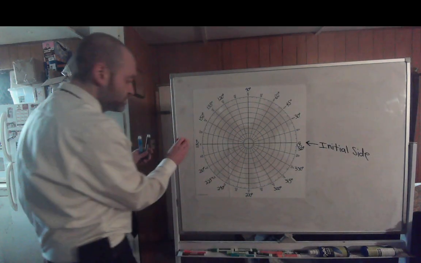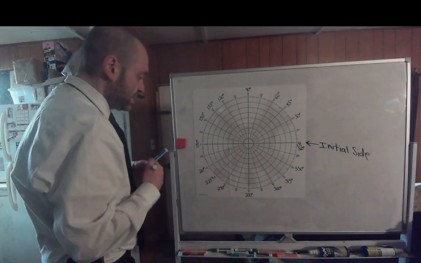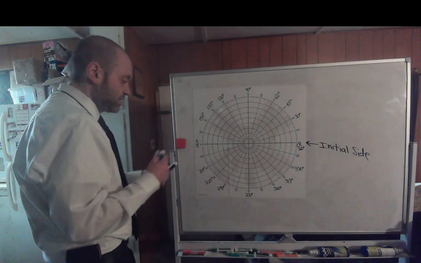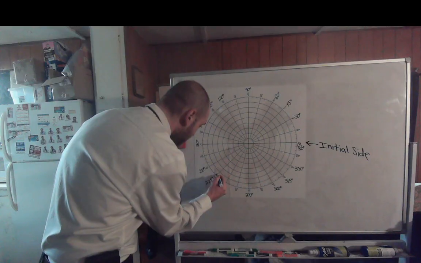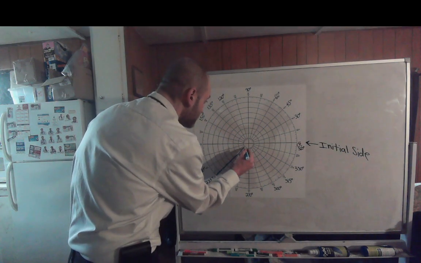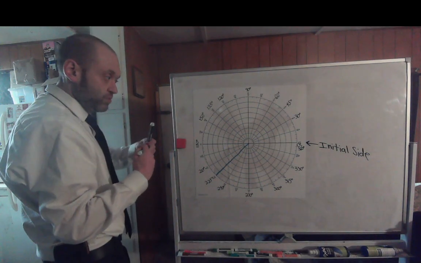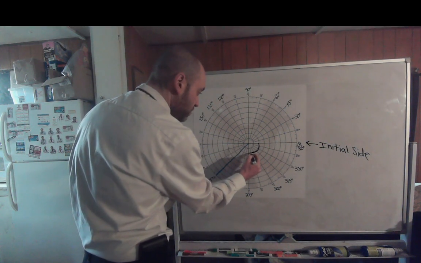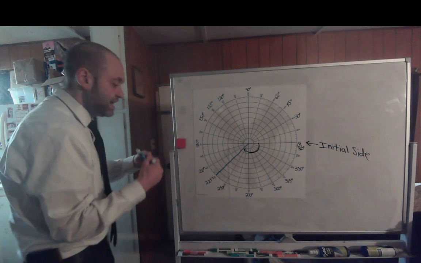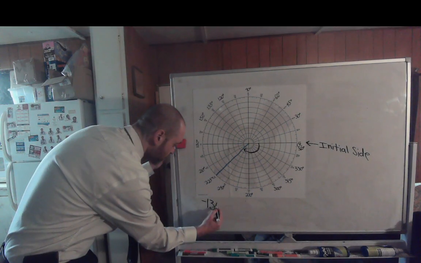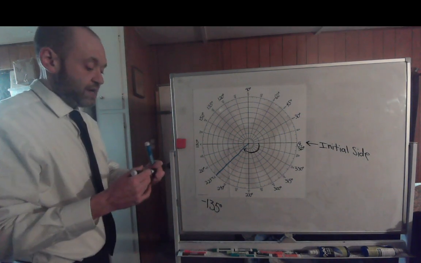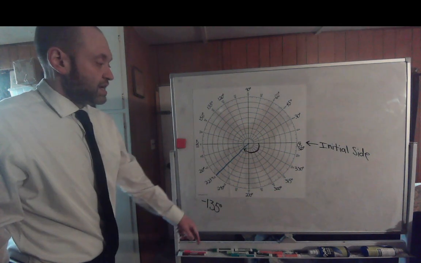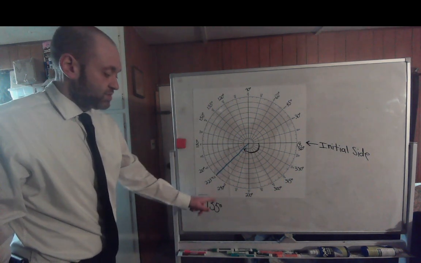Let's say I want to go to, let's see, negative 135. Let's say I go to negative 135. So that's going to be right here in the blue. So my initial side for the negative angle is going to be, again, positive x-axis, but going clockwise. That is my negative 135 degree angle this time, because I've gone clockwise instead of counterclockwise. And my terminal side goes clockwise instead. That's why it's a negative angle.